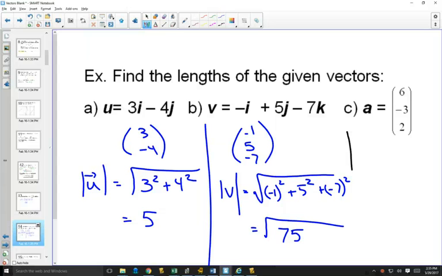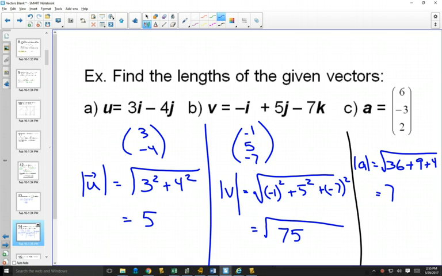But the last one I think is exciting, because if we figure out the length of a, we get 36 plus 9 plus 4, which is the square root of 49, which is 7. So how many sets of 3 numbers can you find that have nice answers? Sort of like, how many Pythagorean triplets do you know?